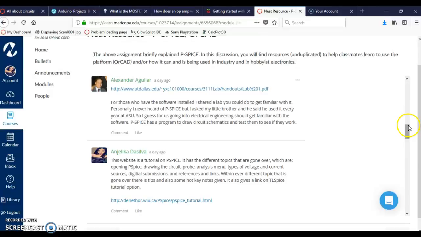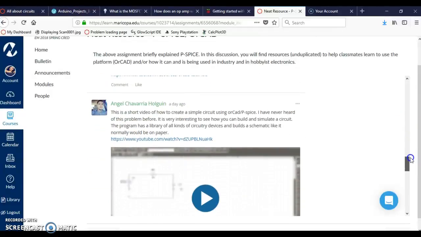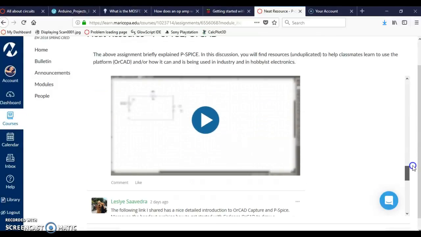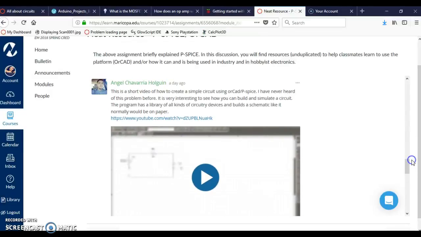And then the other neat resource that was very interesting was Angels, and it was a YouTube tutorial on the building and schematics of a circuit and everything, so it was pretty interesting.